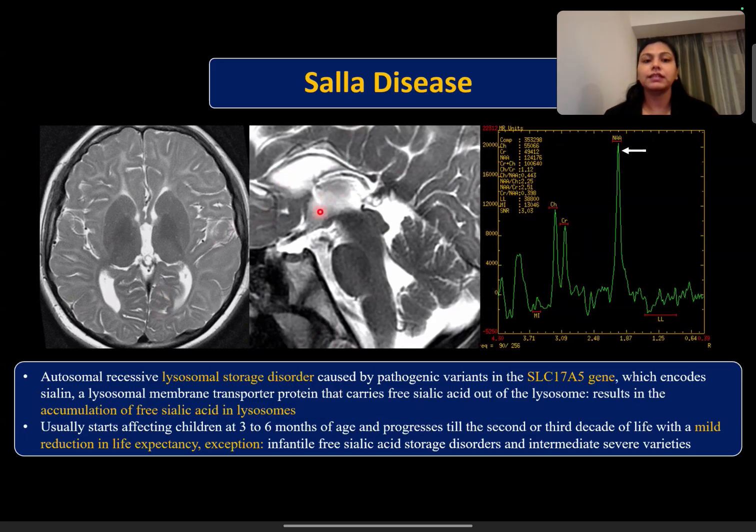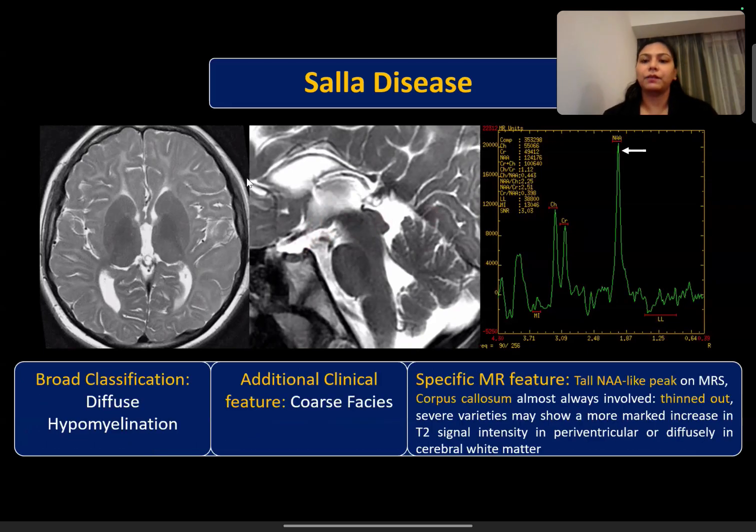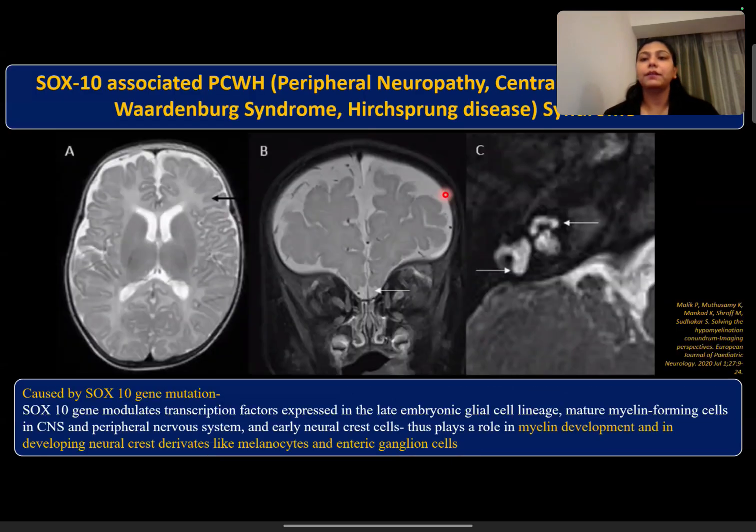Because it is a storage disorder, these patients will have coarse facies, and we saw that the specific features are tall NAA-like peak and corpus callosal atrophy. To complete the diffuse hypomyelination pattern, there is another pattern which is not that common: whenever we get a patient with Hirschsprung disease, peripheral neuropathy, Waardenburg syndrome, and along with that hypomyelination on the brain. This is the case of SOX10-associated PCWH syndrome.